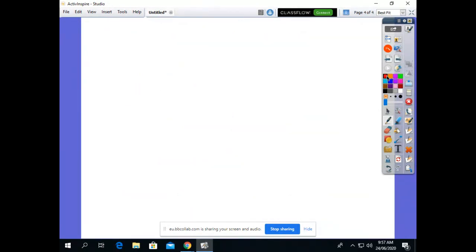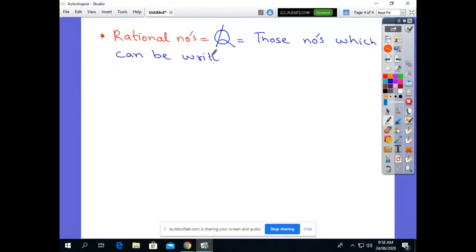We define the set of rational numbers. We denote the set of rational numbers by Q, and it is defined as those numbers which can be written in P by Q form. The numbers which can be written in divisible form are called rational numbers.